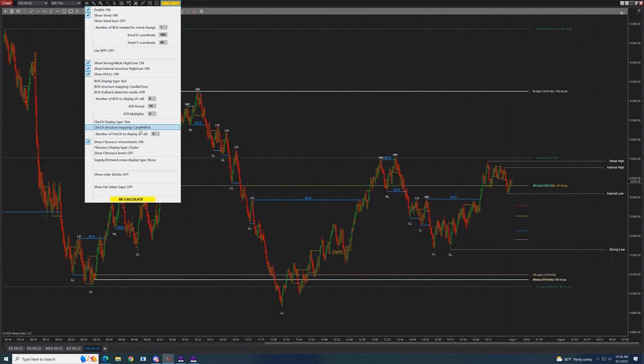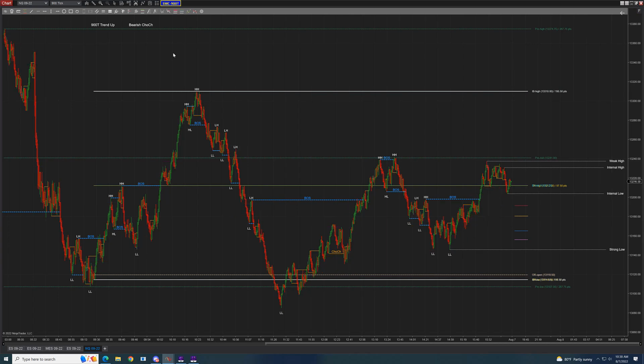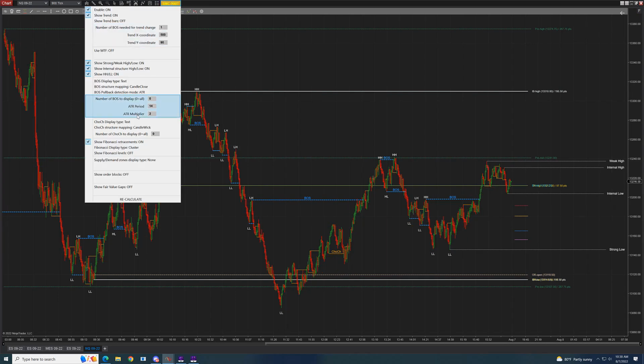My suggestion is to keep it a candle wick. So wick. If you've got it set to wick, then just a wick through the prior pivot will be considered a change of character. So again, up to your discretion. How many do you want to see? If it's too many, if you don't want them all on here, you can just set the number there.